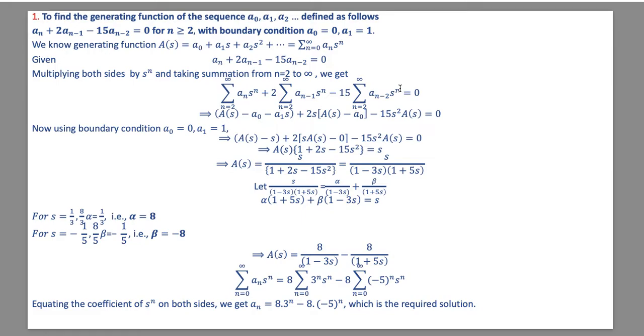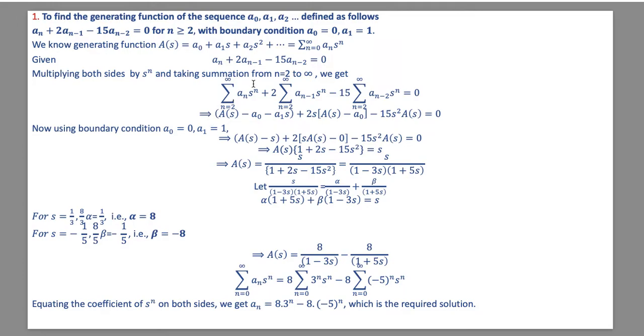So it means we need to take s square common, because it is a naught s square, a1 s cube, a2 s4 and so on. If we take s square common, then we will be left with the series a naught s square, a1s plus a2s square and so on. So take s square common, then we are left with the series As. So it is minus 15 s square As equal to 0.